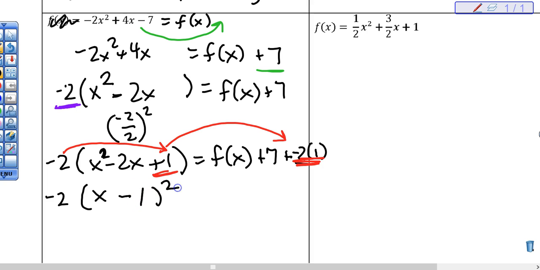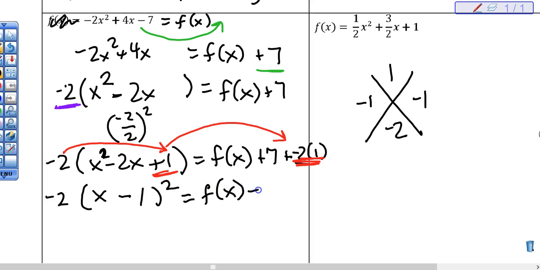Okay, if we're struggling, that's a problem. So I'm going to come over here and factor it really quickly. You're looking for numbers that multiply to 1 and add to -2. That's -1 and -1. So x minus 1 quantity squared. Remember, when you factor it down, because you created a perfect square trinomial, you just take the square root of the x squared and you take half the b. Equals f of x plus 5.